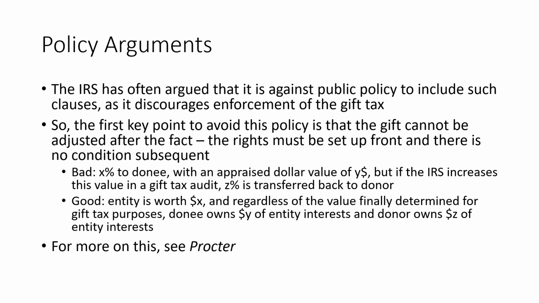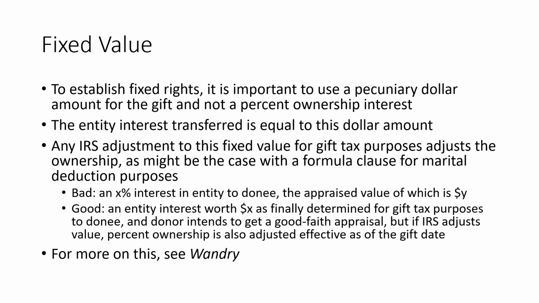You could also state Y and Z as a percent, but this is really the fact pattern from the case of Procter, where the IRS was forced to honor a formula clause that allocated rights between charitable and non-charitable beneficiaries that could be adjusted. What the tax court found is that the dollar value to non-charitable and charitable beneficiaries was fixed up front, but was subject to adjustment on the back end in terms of the actual percent ownership based on the value finally determined for federal gift tax purposes.